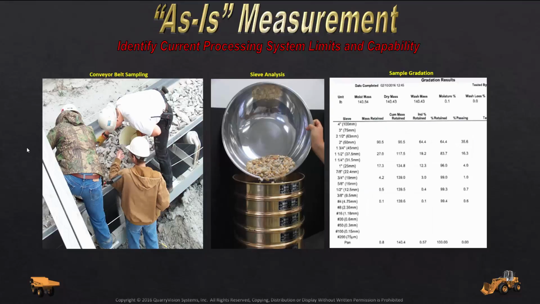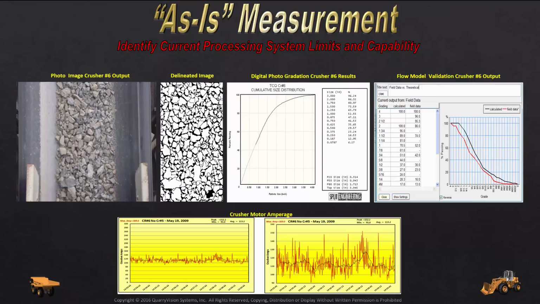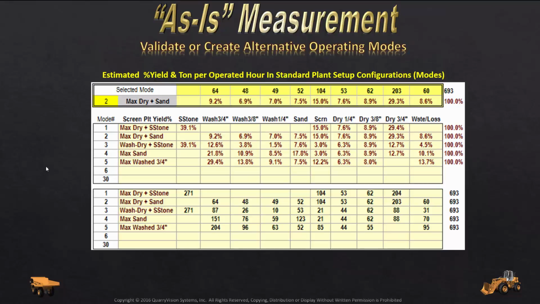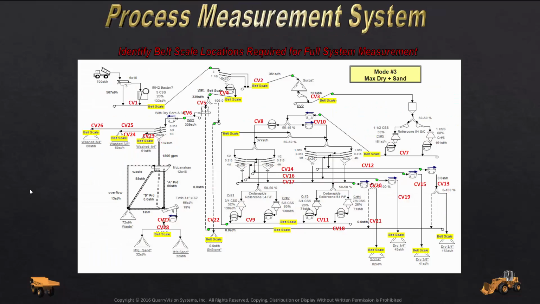The system requires field measurement initially to be able to establish what the limits and capabilities in the as-is condition are, and that's done with field sampling, or in this case digital photo imaging, leading to a point where we've got enough information on the process side so we can go back to the pit side to make sure that it has the capabilities to match what the processing side is capable of doing. With that information, we establish the potential yield and capacity rates for the various modes that we initially define, and begin the process of locating belt scales.